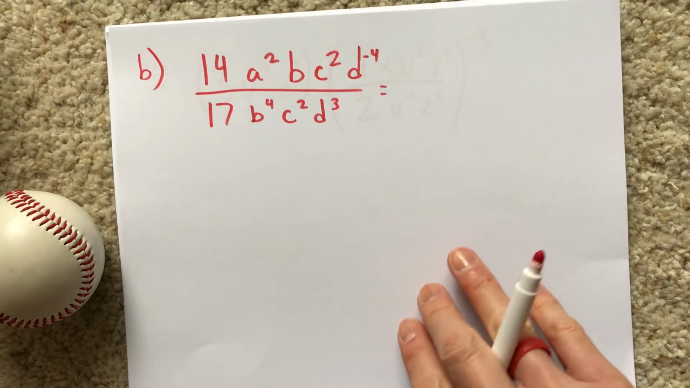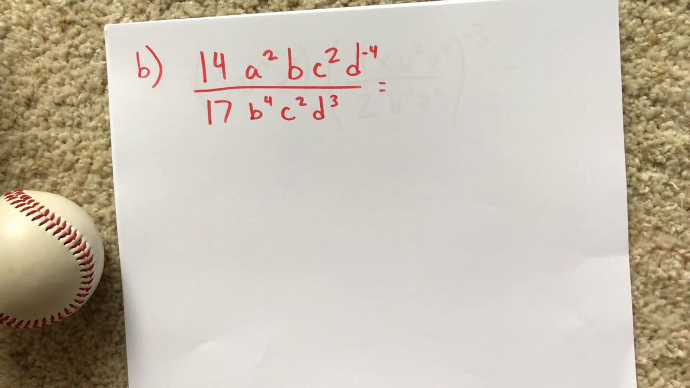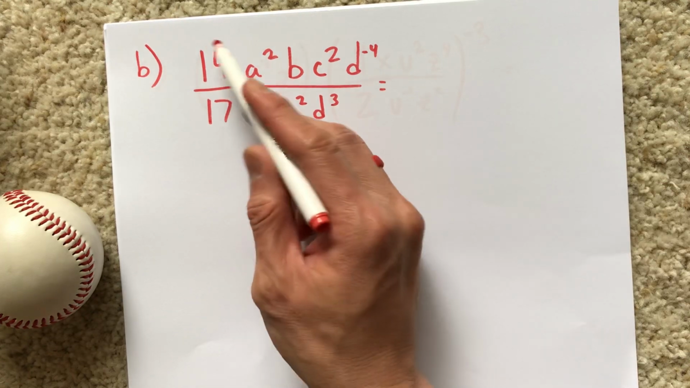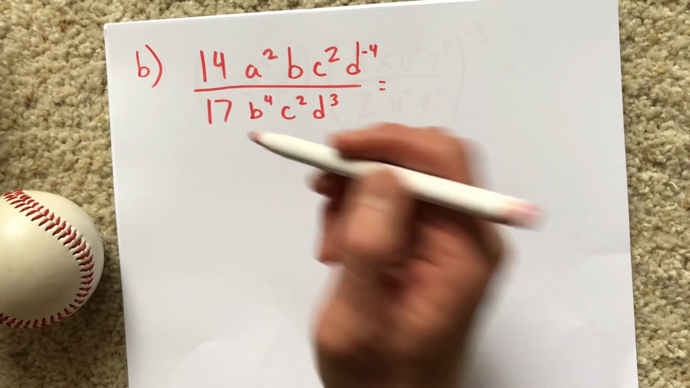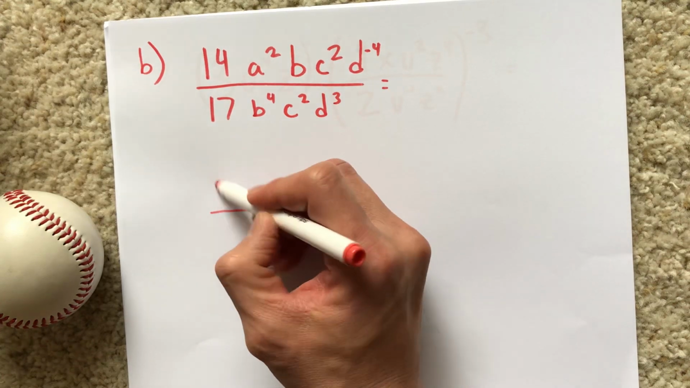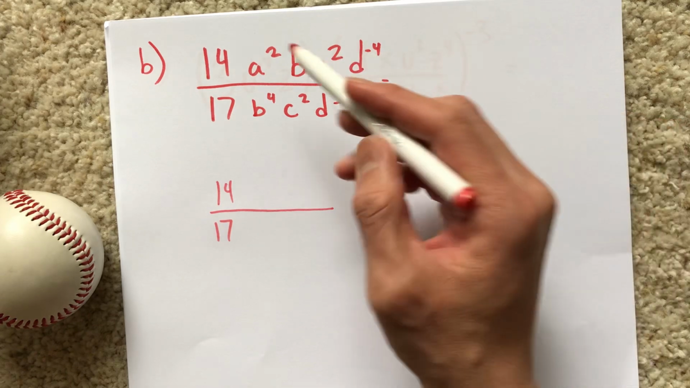All right, next one. So this is the quotient rule because you're dividing, right? You always want to divide. Remember, when we divide, we're going to subtract. So first thing, can you simplify the 14 over 17? You cannot, so you're just going to leave it as 14 and 17 right here. You cannot divide that.